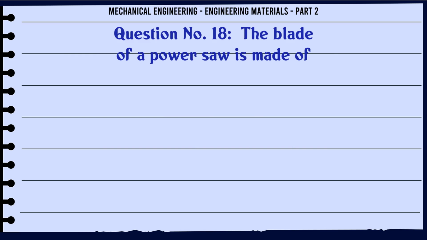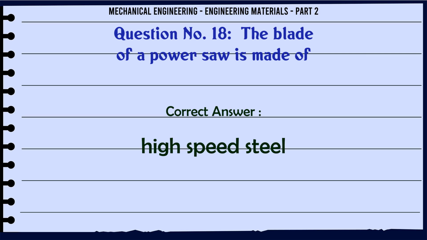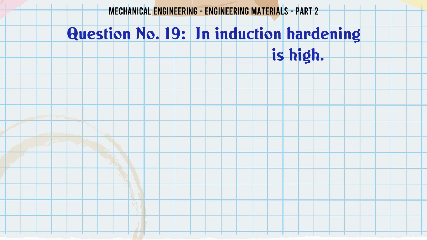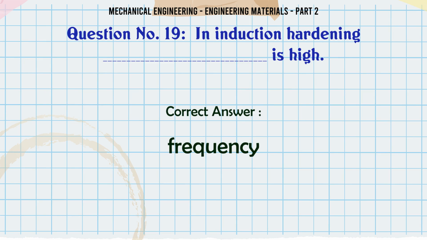The blade of a power saw is made of A. boron steel, B. high-speed steel, C. stainless steel, D. malleable cast iron. The correct answer is high-speed steel. In induction hardening, is high A. current, B. voltage, C. frequency, D. temperature. The correct answer is frequency.